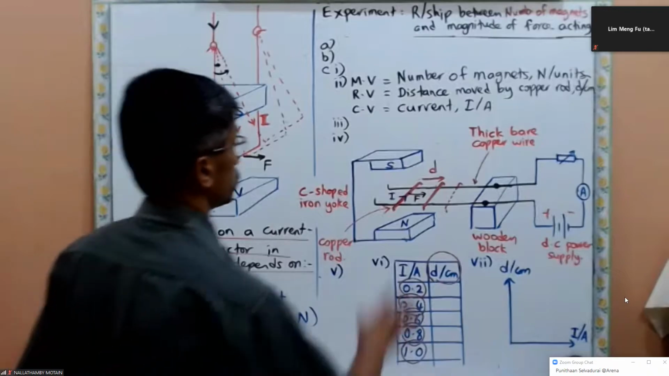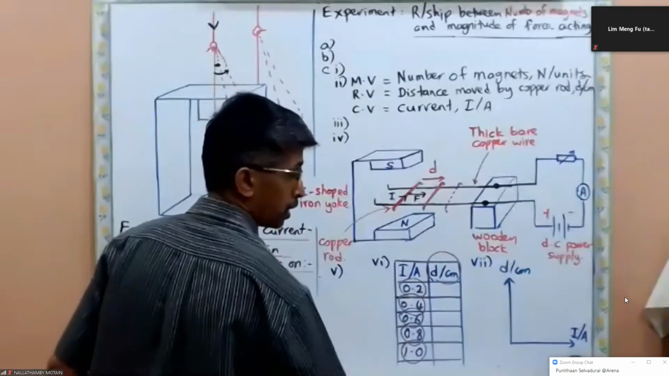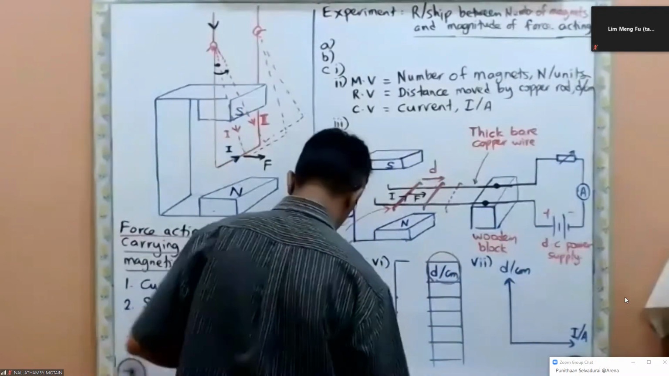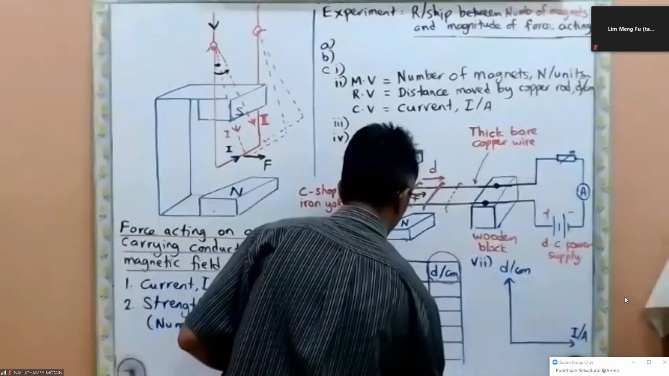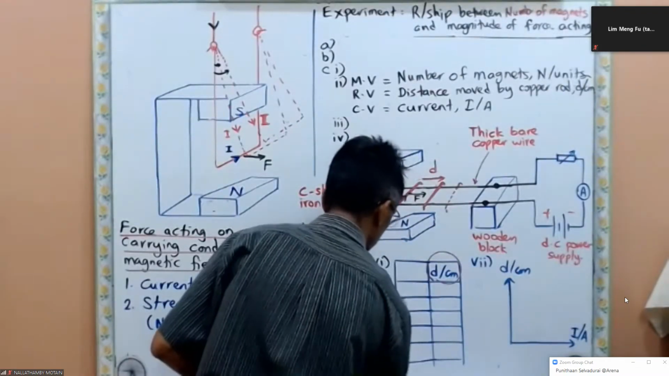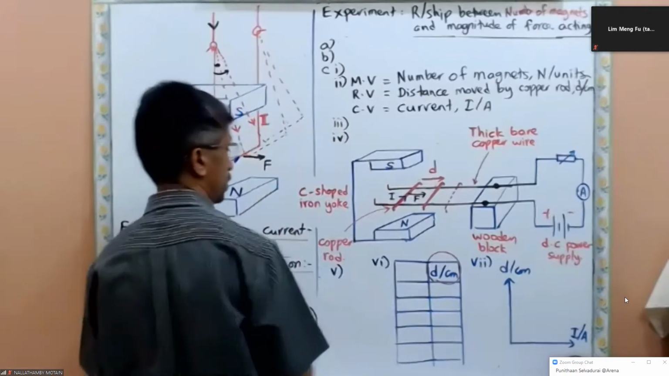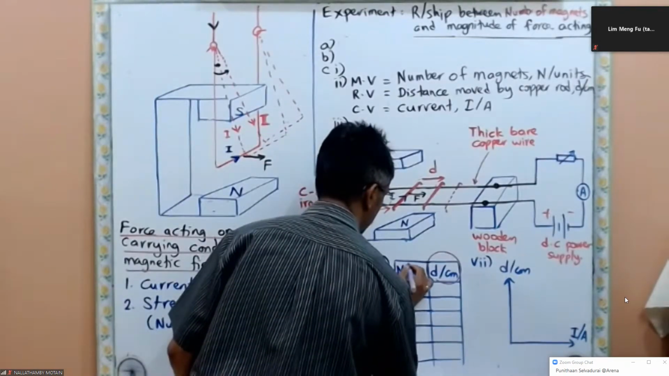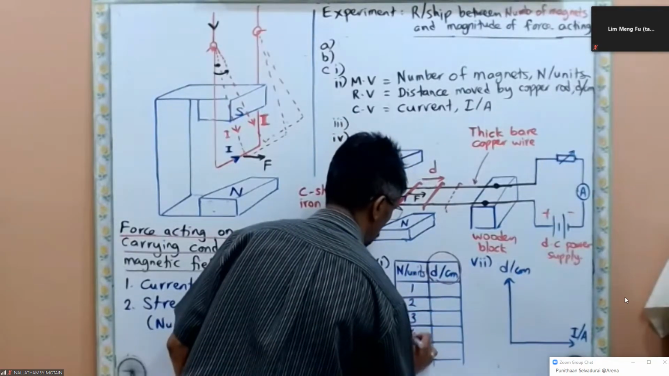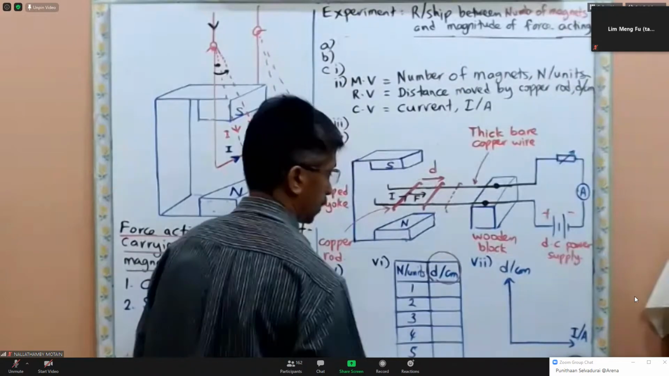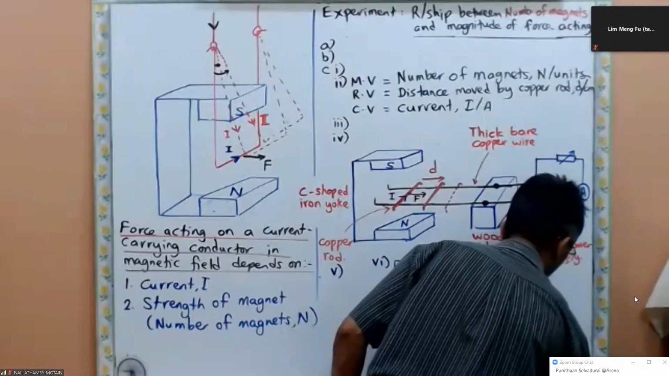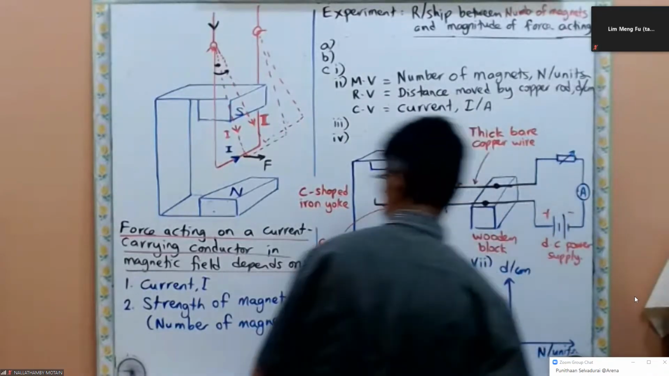Okay. So the diagram is still the same. So here we write number of magnets and units 1, 2, 3, 4, 5. Okay, here current we remove and then we write N units.